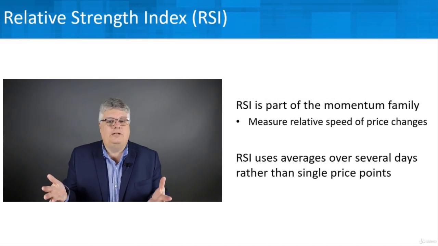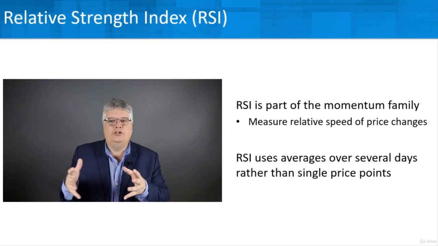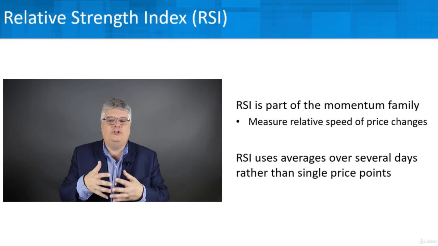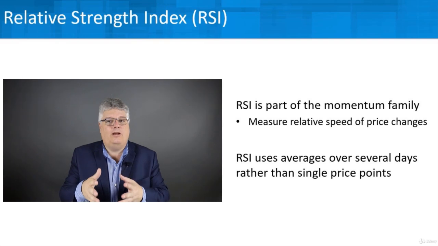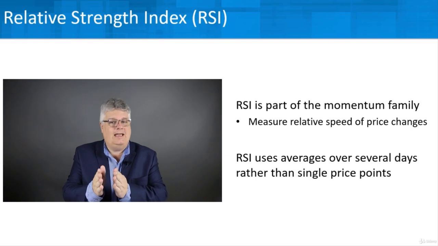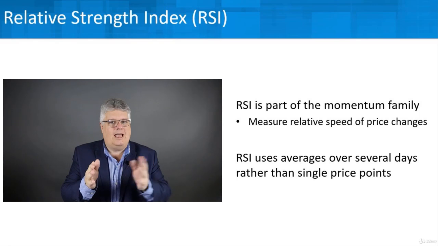As I mentioned, it's part of the momentum family, and so it means it's looking at the relative speed of the price changes, or how it's accelerating, decelerating. And the difference is it's going to use averages over several days rather than a single price point. So you remember from the traditional ROC momentum lesson, or rate of change, if I was looking at 10 days, I would go back 10 days and look at the price there for momentum, and the platforms automatically calculate that. But it's basically a 10-day look back, in that example. And just that, it doesn't care about what happens in between, it's just that 10-day one.